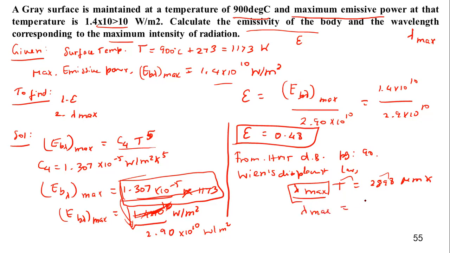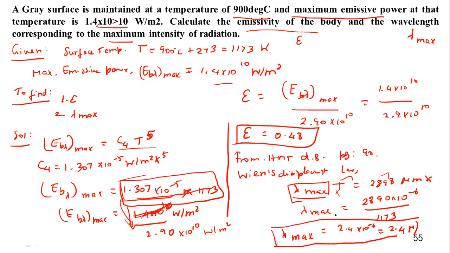So the wavelength is equal to 2898 into 10 power minus 6 divided by the temperature, 1173. Solving the equation, we get the maximum wavelength as 2.4 into 10 power minus 6, that is 2.4 micrometer. So we get the two values, the emissivity and the maximum wavelength.